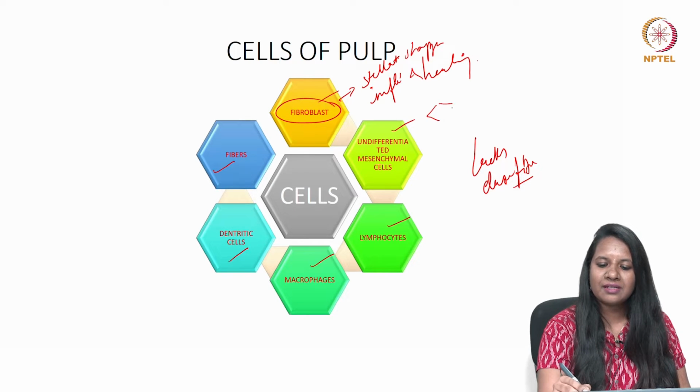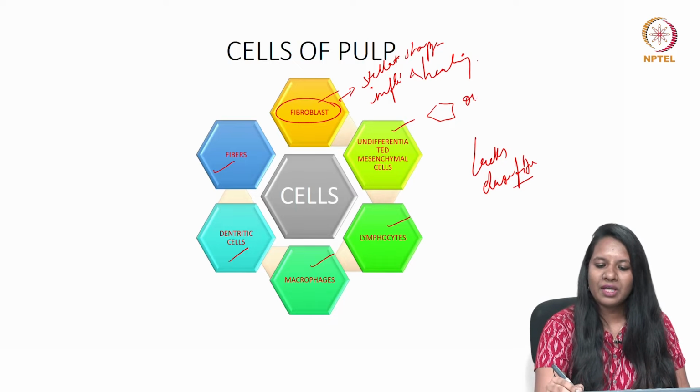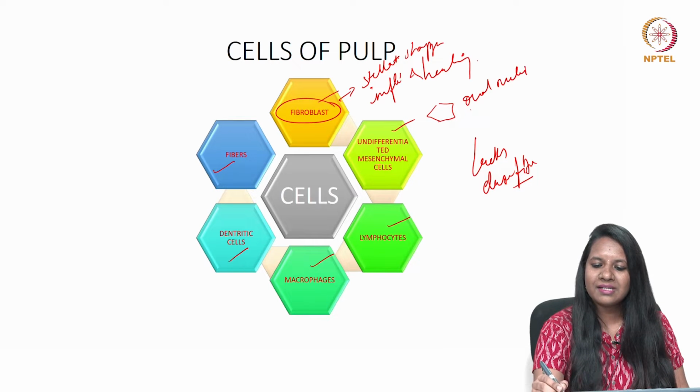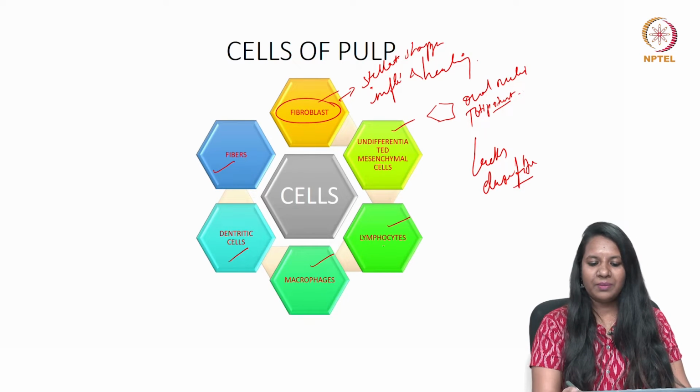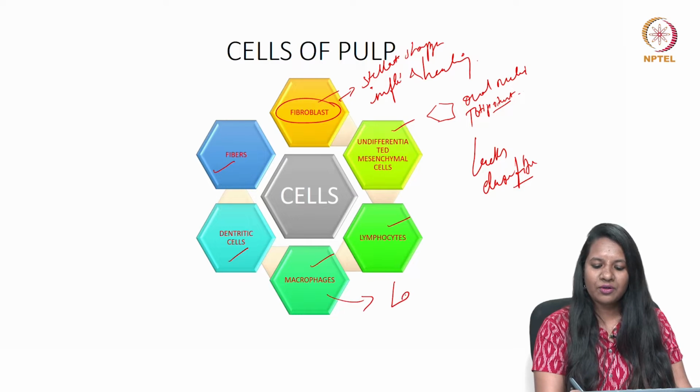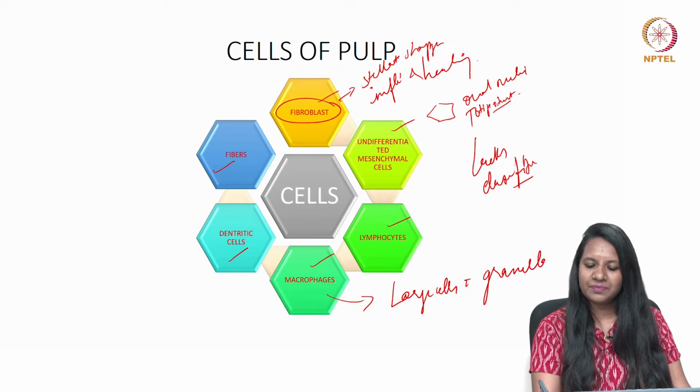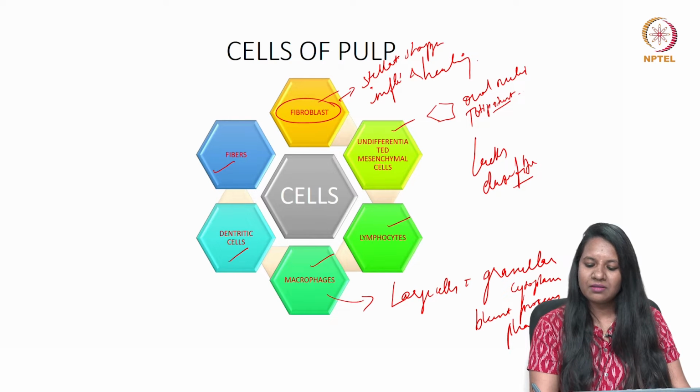Whereas undifferentiated cells were polyhedral in shape with an oval nucleus, and they are said to be totipotent, that is, they can be differentiated into fibroblast, odontoblast and many. Then moving to macrophages. Macrophages are large cells with granular cytoplasm and have a blunt process. They contain phagosomes, that is, they just have the debris after phagocytosis.